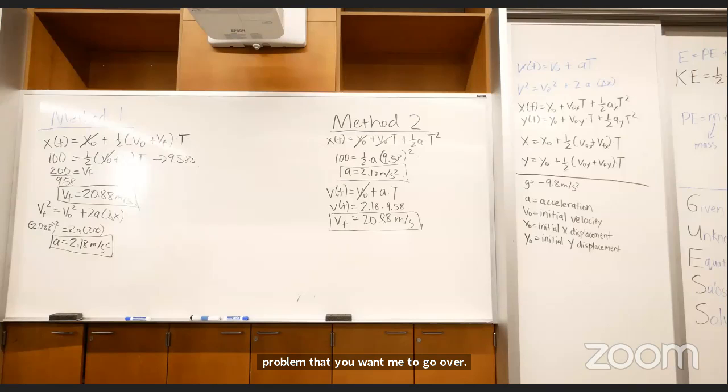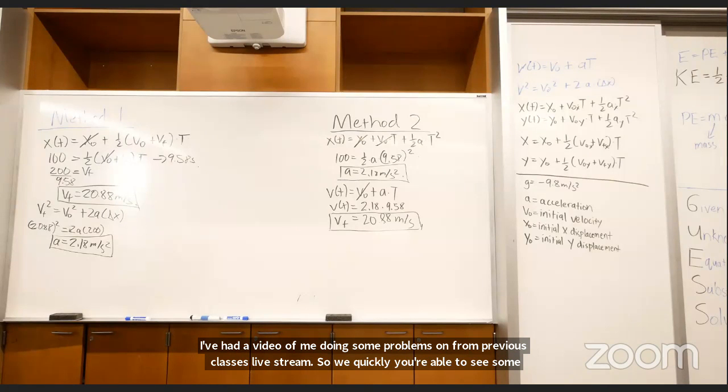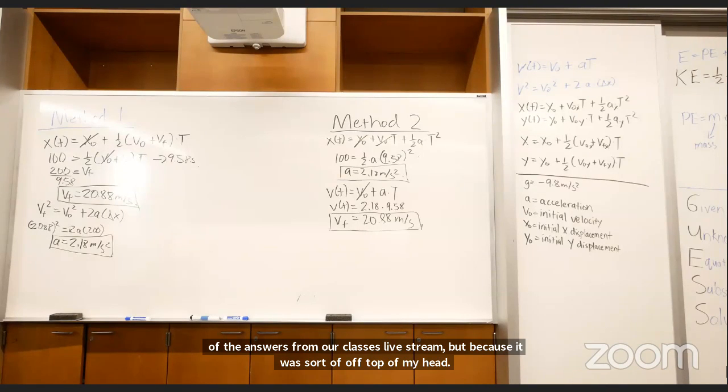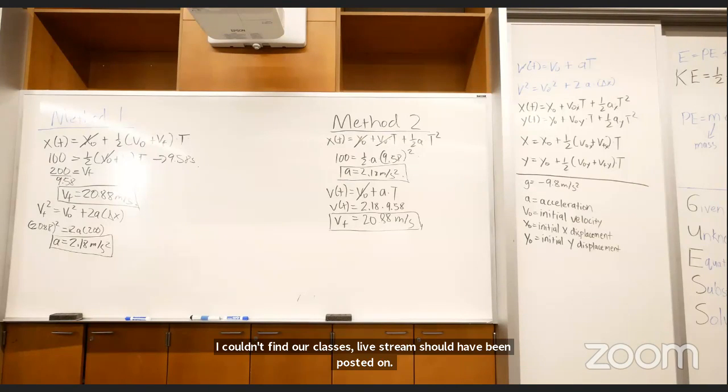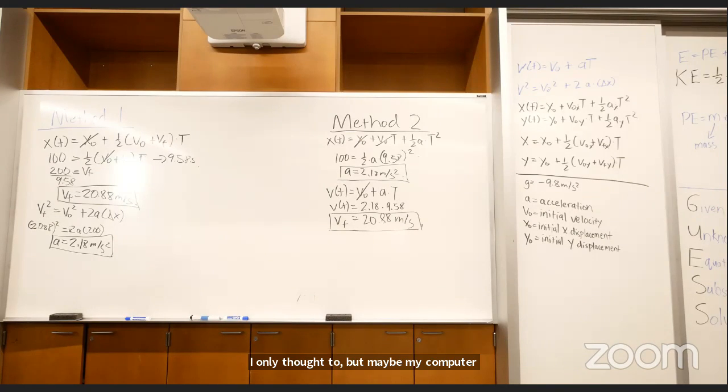I couldn't find our class's live stream. It should have been posted on YouTube. Okay, let me see, I only saw period 2s, but maybe my computer was off. It should have been first period 928. Oh, is that the issue? No, no, it should have been first period 928. Yeah, it's on my, here, it was this link right here. Oh, never mind. I just didn't see it.